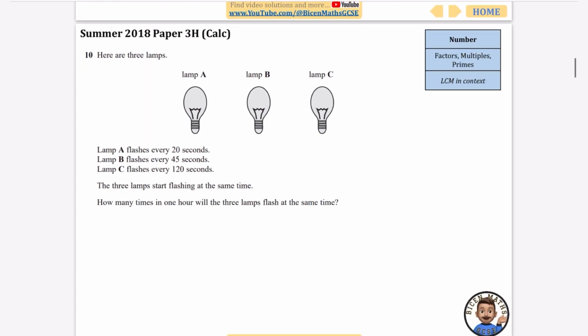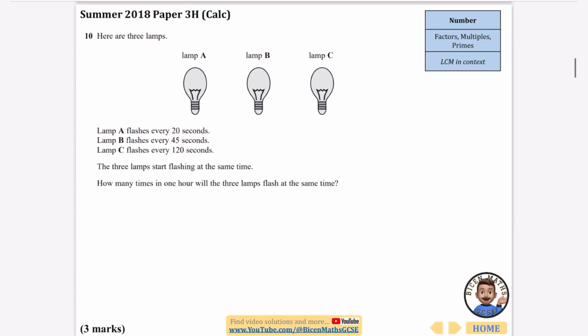Okay, we've got one last question on this, which is kind of in context, and it says here are 3 lamps, A, B and C. Lamp A flashes every 20 seconds, lamp B goes every 45, and lamp C flashes every 120 seconds. The 3 lamps start flashing at the same time. How many times in 1 hour will the 3 lamps flash at the same time?